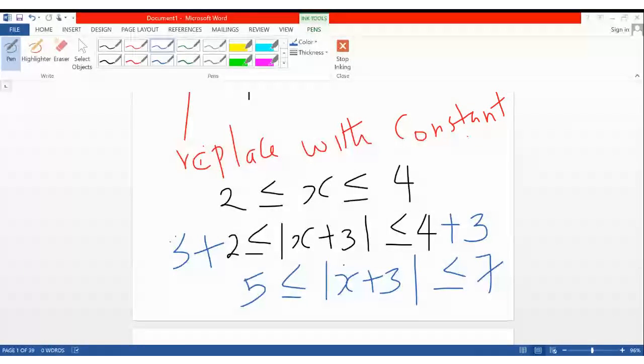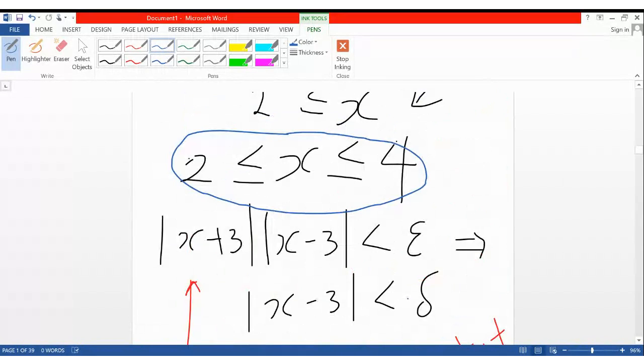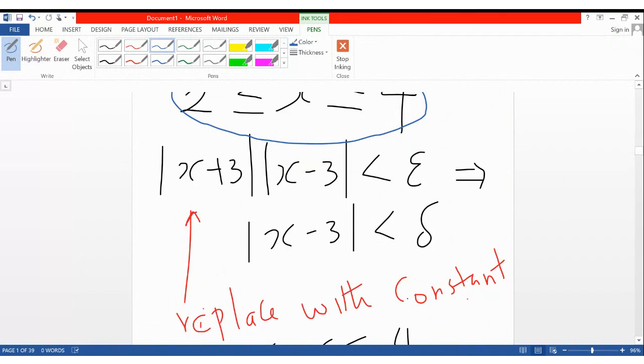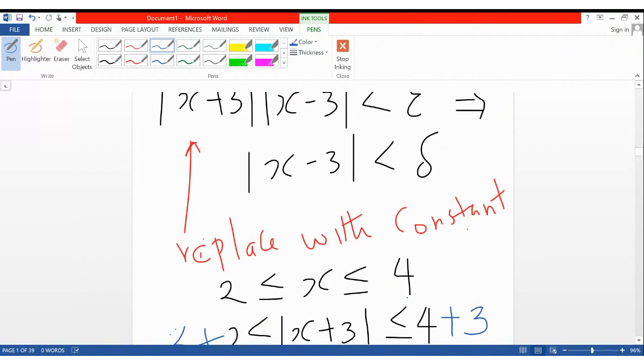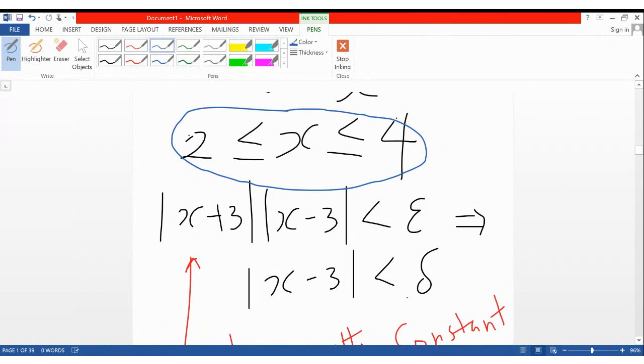I will repeat again. So this is what we had. We solved for this one. Then this is what we wanted from the beginning: the magnitude of x plus 3, times the magnitude of x minus 3, is less than epsilon, and the magnitude of x minus 3 is less than delta. So we wanted to replace this one with a constant. So how are we replacing that? Remember our function that we had solved for the delta: 2 is less than x is less than or equal to 4.